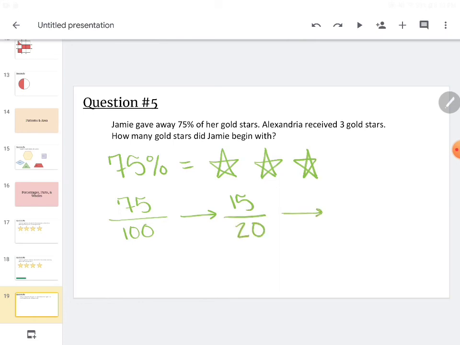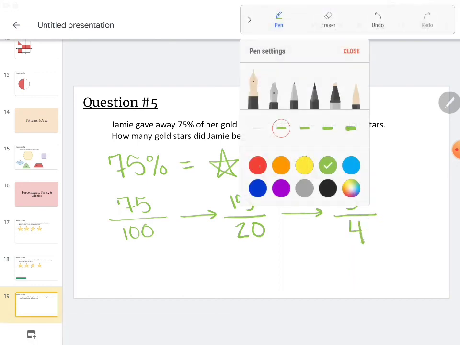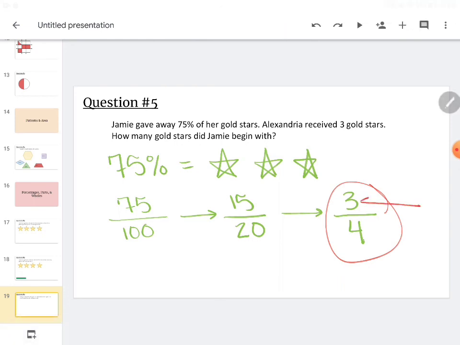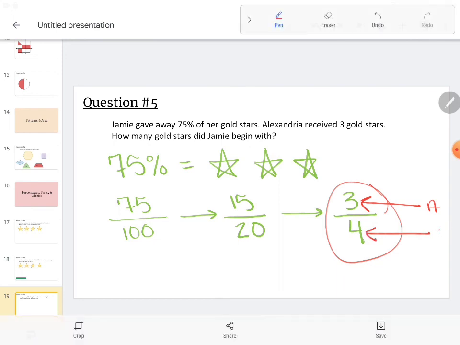Again, these two numbers are still divisible by 5. So we know that 15 divided by 5 is 3, and 20 divided by 5 is 4. Which means, and we'll go ahead and circle this because this fraction is a really huge part of finding our solution. Once we get the simplified fraction down, we'll notice that 3 of those stars were Alexandria's. And on the bottom, we'll notice that 4 was the total number of stars that Jamie had to begin with.